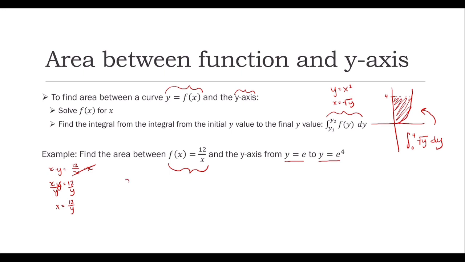So now for our integral, it would be the integral from the initial value e to the final value e to the fourth of f of y, so x, which is 12 over y dy. So the integral from e to e to the fourth of 12 times y to the negative 1 dy. The integral of y to the negative 1, or 1 over y, is going to be the natural log of y. So we'll have 12 times the natural log of y evaluated from e to e to the fourth. So this is 12 natural log of e to the fourth minus 12 natural log of e.